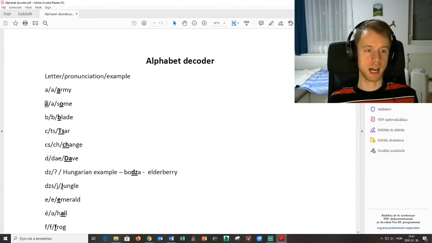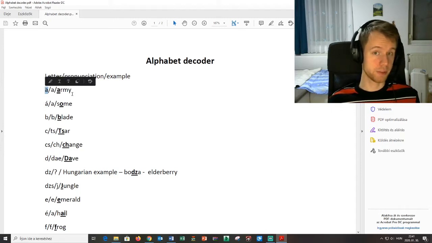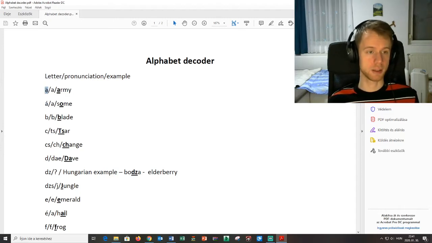Second one is the other A. Some English speakers sometimes want to pronounce this differently, but you have to be careful. This is A, like in some. See, that's an A as well. You don't say some with a different vowel, it's A, some.